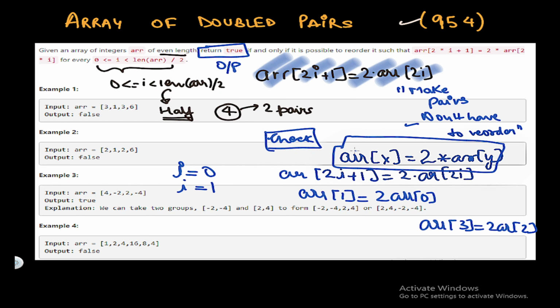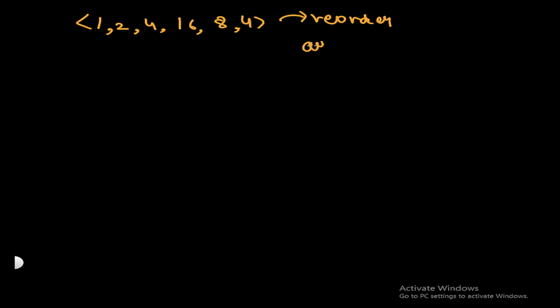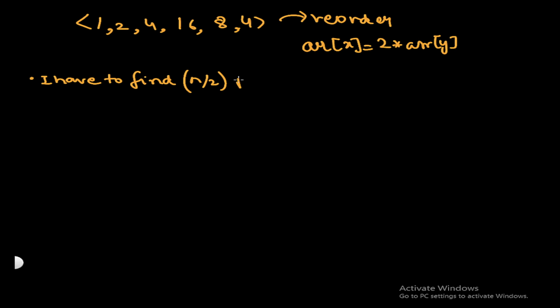Let us take the example of this question. Let me just erase this part. Okay, so let us take the example which is given to us. Let us take the array as 1, 2, 4, then we have 16, 8 and 4. So basically we have to reorder it in such a way that array of any number x should be equivalent to 2 times array of any number y. That means I have to find n by 2 pairs, where n is the length of the array, such that one number is twice the other.